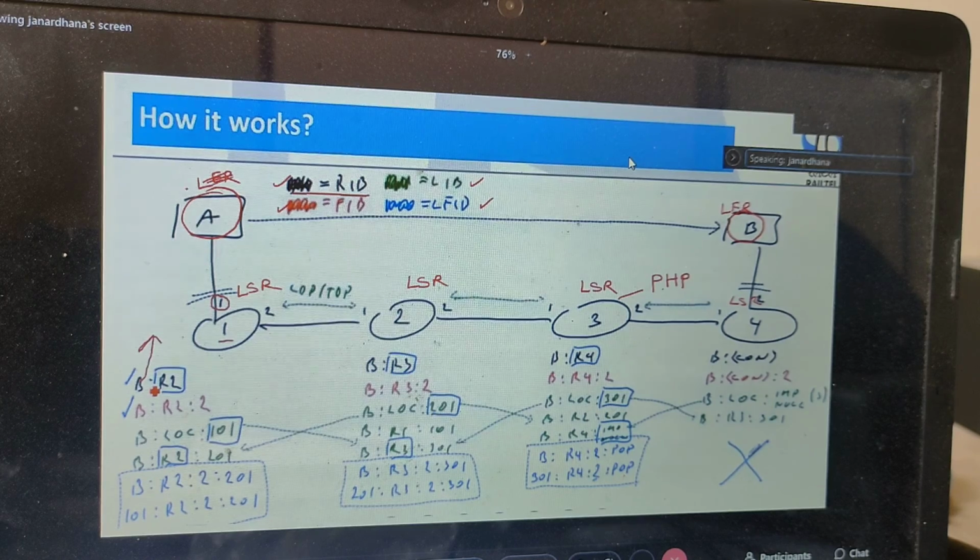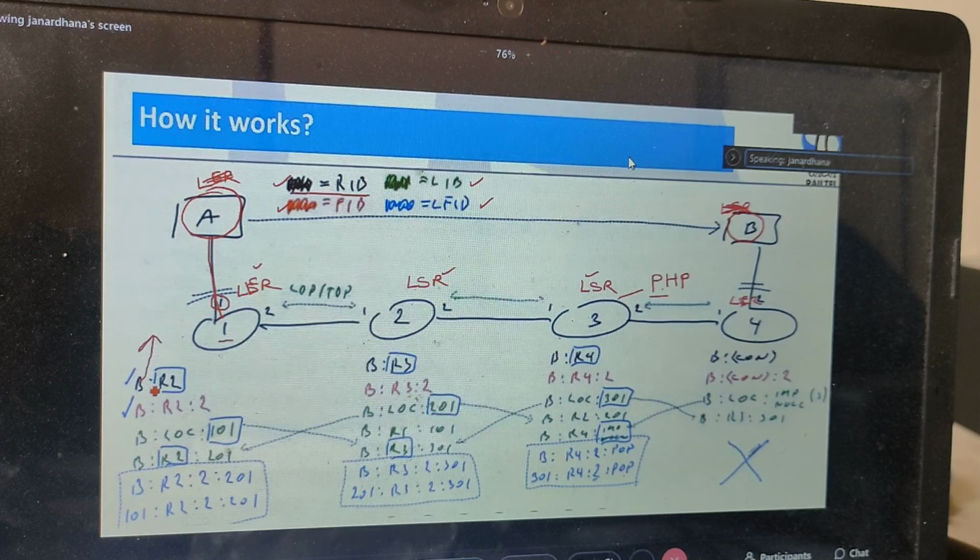Then we have a normal customer router. This is a customer router, and this is also a customer router. This is the PHP and this is the LER. Normally from the customer we get to the LER, then the LSR. This will be called a PHP router.